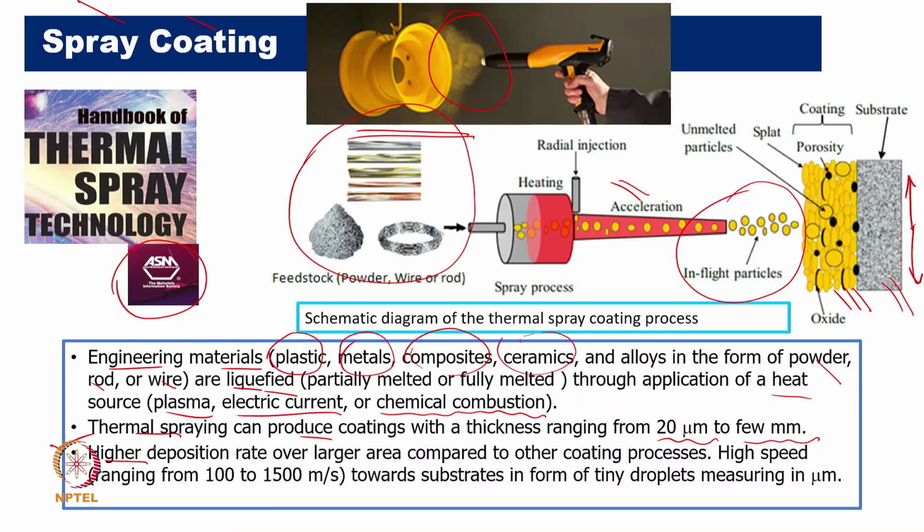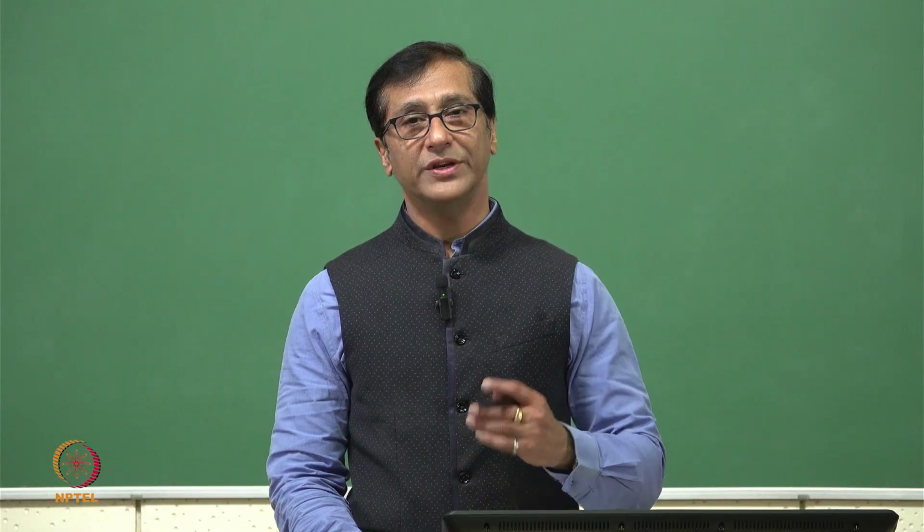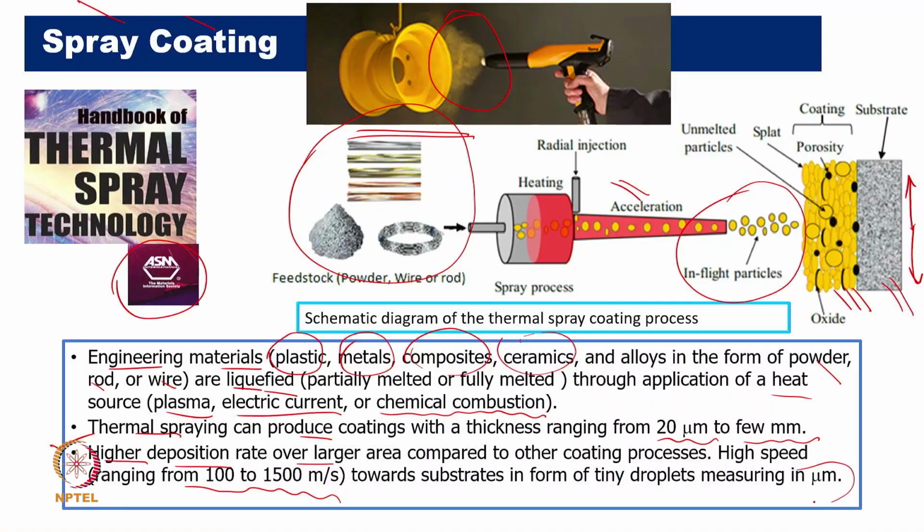Another good point about this technique is that it has a high deposition rate. We give a very high velocity in this case, and then we find the droplet size is very small, say 20 micron, 30 micron, or less than that.